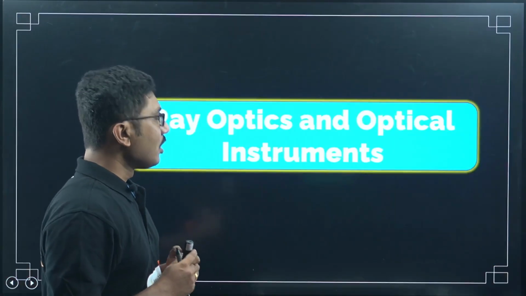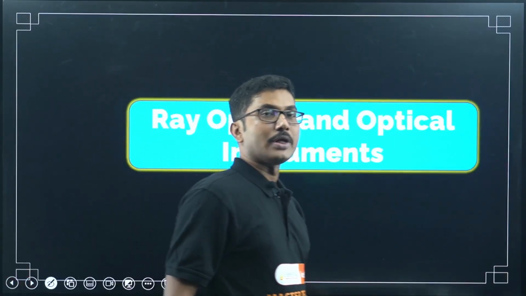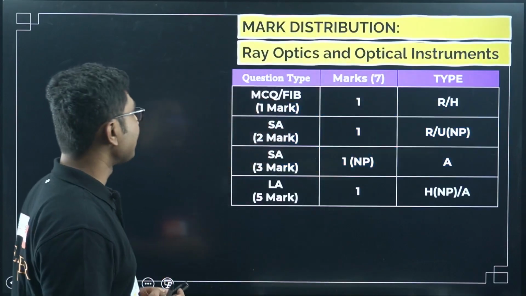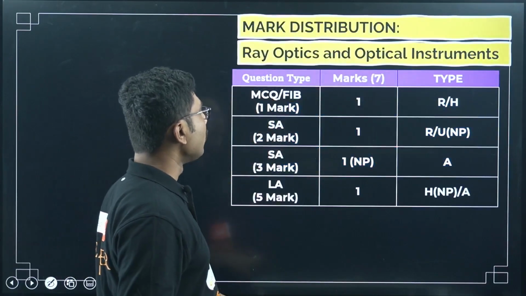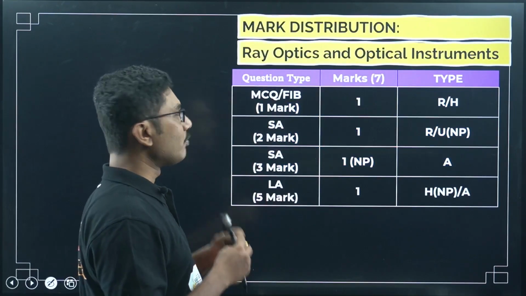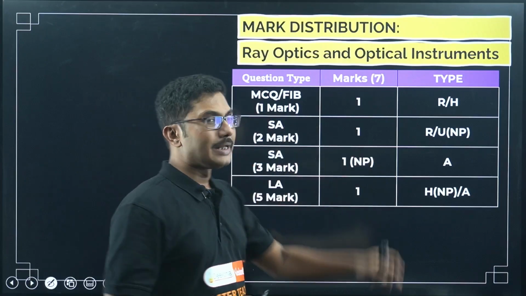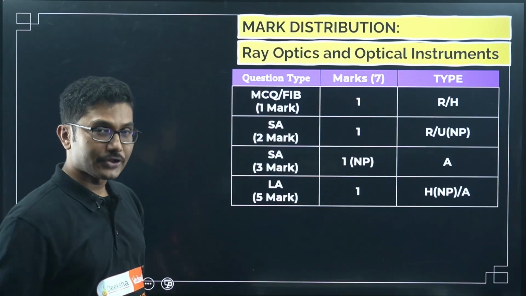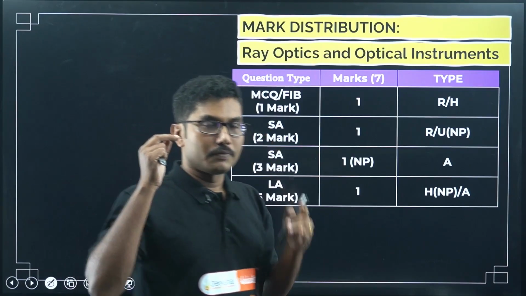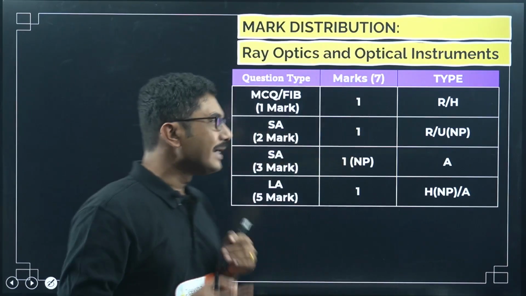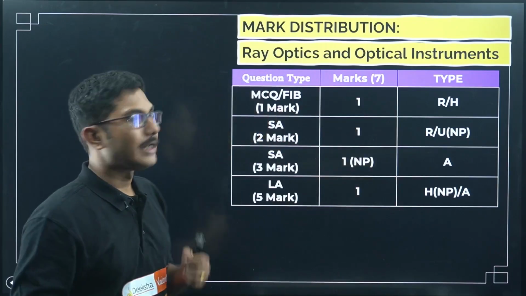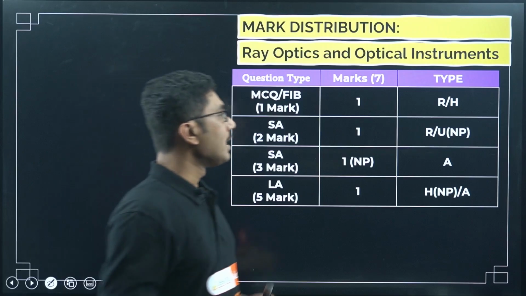So now, ray optics and optical instruments we are going to discuss today, and let's see the chapter wise weightage. First of all, there will be one MCQ or fill in the blanks. Both of them are not going to come, either it will be an MCQ or a fill in the blanks question, but this marks distribution is for your final board exam. In the midterm there may be questions coming as MCQ as well as fill in the blanks. That's why we will revise both in detail.